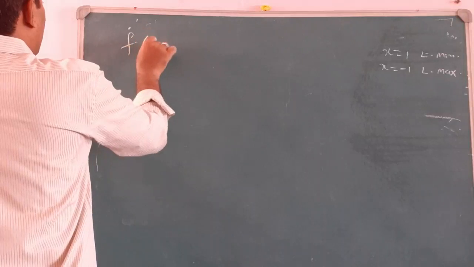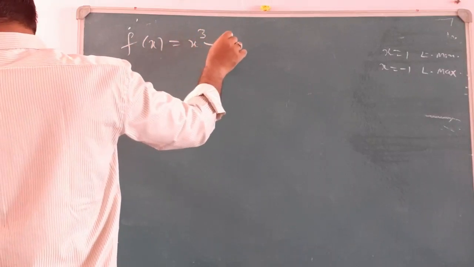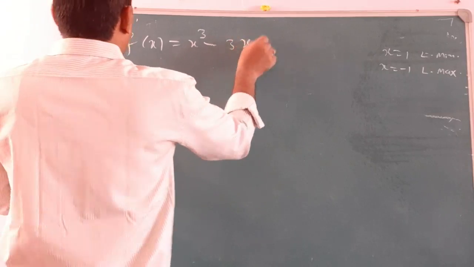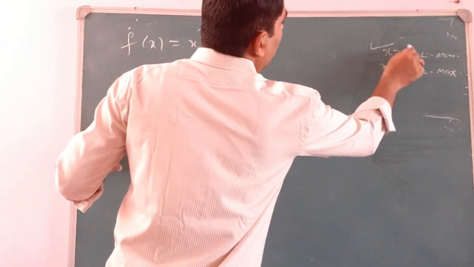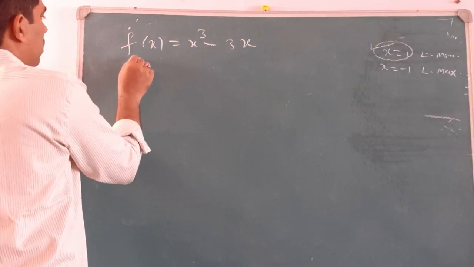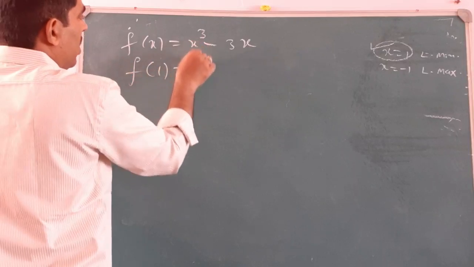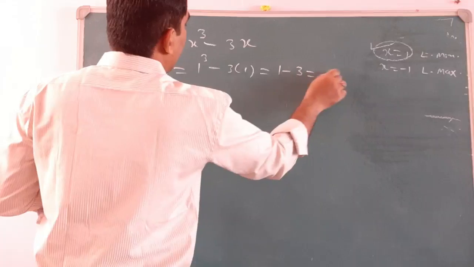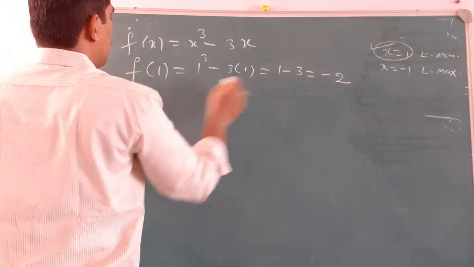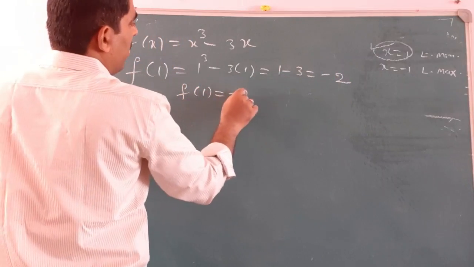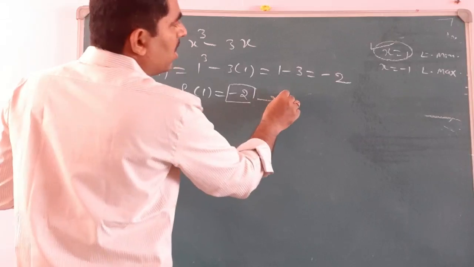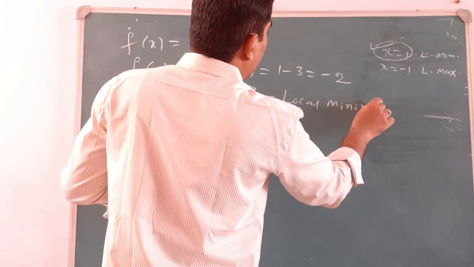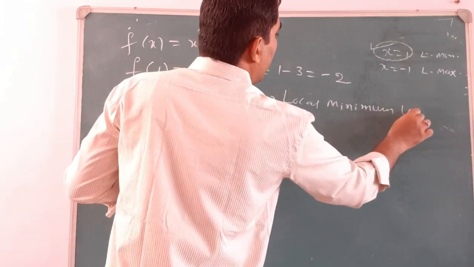The given function is x cube minus 3x. We have to find the value, so put x is equal to 1. Then we get f of 1, which is 1 cube minus 3 into 1. 1 cube is 1, and 1 minus 3 is minus 2. So f of 1 is equal to minus 2. This is the local minimum value.